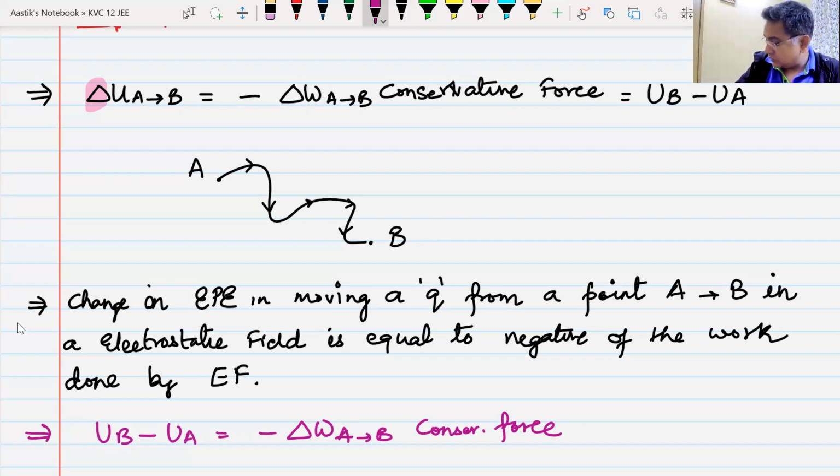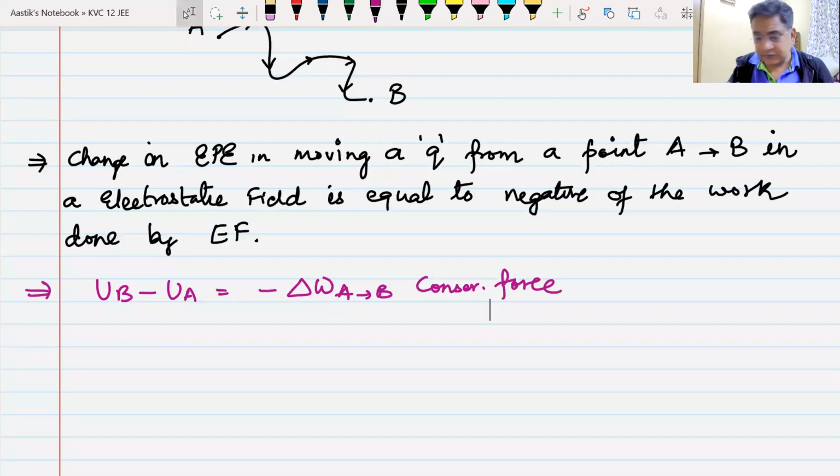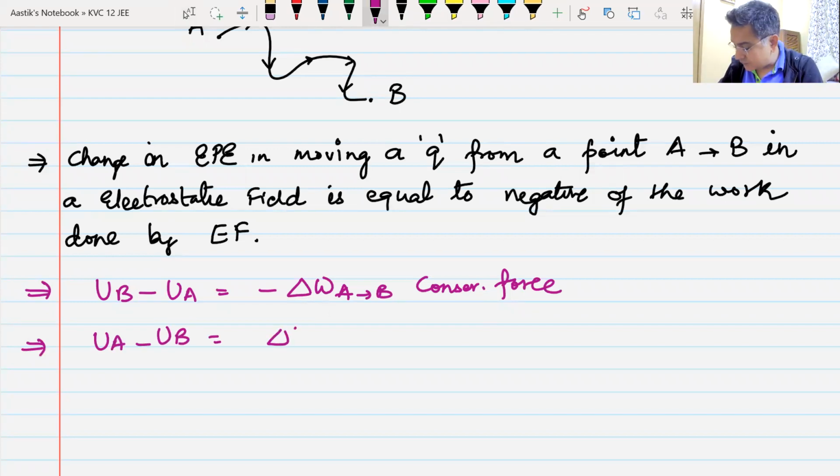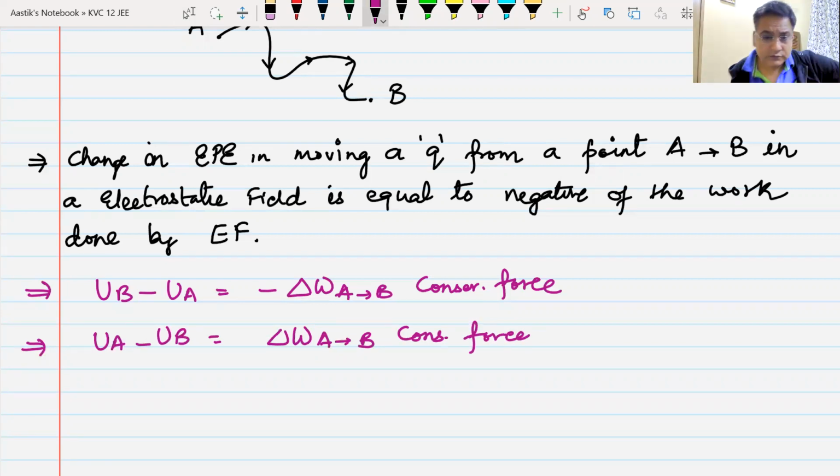Yes, sir. Now, instead of writing it in this way, you can write it in the reverse way. When I write it in the reverse way, UB minus UA becomes UA minus UB, and that negative sign goes there. So it becomes positive of the work done. So you can also write it like this: UA minus UB is work done by the conservative force in moving the charge from A to B. Do we understand this?